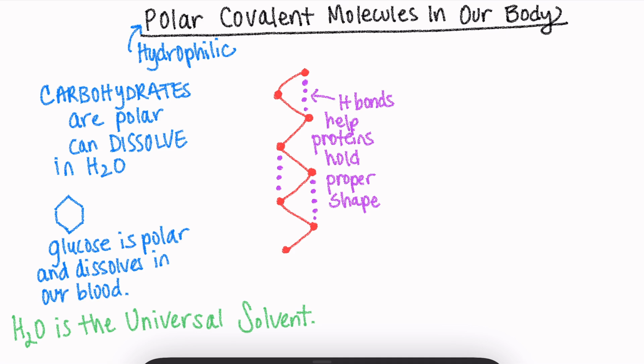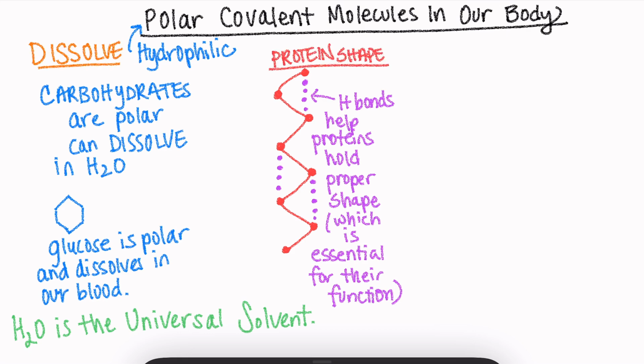A protein only works right if it has the right shape, which is essential for its function. They don't work right otherwise. So dissolving, protein shape, and then the last one I want to do is DNA structure. So DNA is the genetic material in your cells, and the structure of DNA is formed into two sides because of hydrogen bonds.